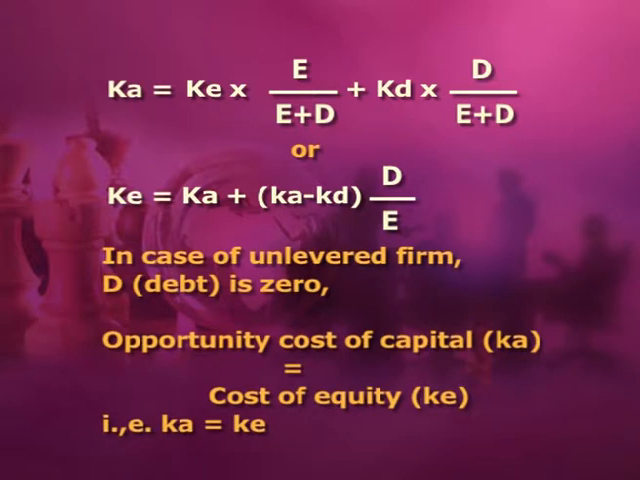In case of an unlevered firm, D is 0. Therefore, opportunity cost of capital KA equals the cost of equity, that is KA is equal to KE. From this equation, it is clear that the financial risk premium of a levered firm is equal to the debt equity ratio, that is D divided by E, which is the additional cost over cost of opportunity expected by equity shareholders.